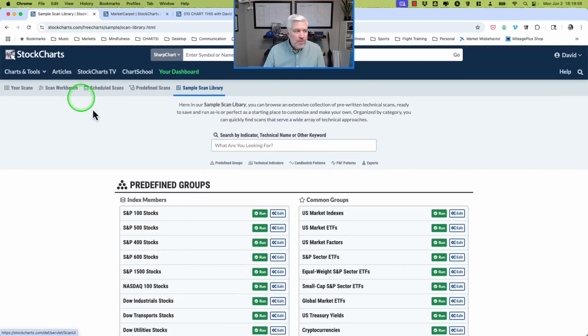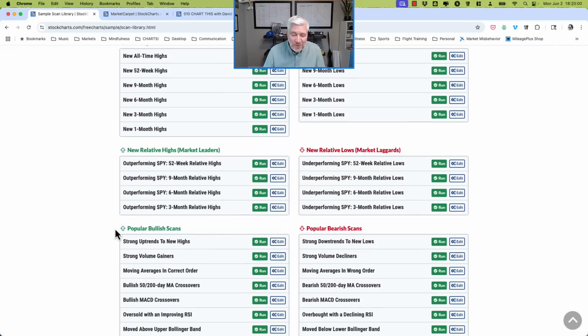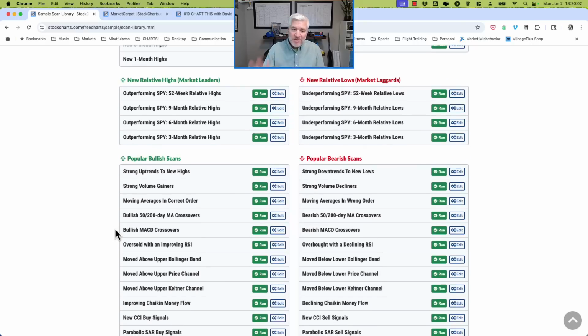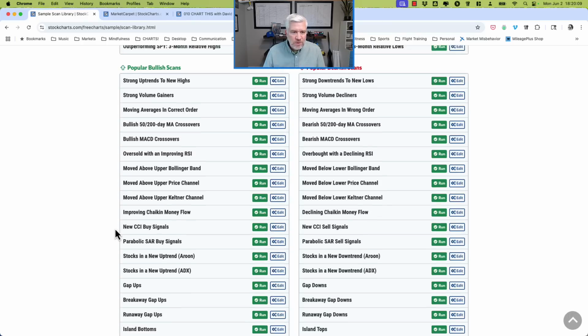All right, on the sample scan library, and again, you should take some time and look through all of these scans. They're really, really cool. Grace and Rose did a great job compiling this list, creating most of the scans. I have a couple that I threw in there, and it's really well done.